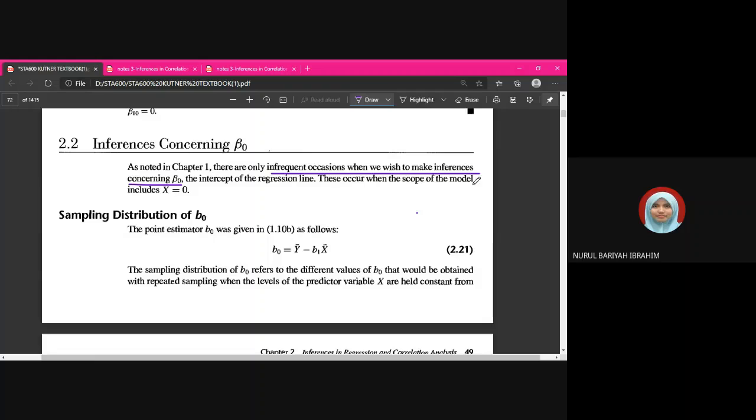This occur when the scope of the model includes x equal to 0. Okay, kita akan gunakan bila scope of the model includes independent variable 0 sahaja. Maksudnya kan kita ada data y dengan x. Bila data x tu ada include 0, barulah the inference about the beta naught is important. If not, it is not very important to make the inference concerning the beta naught.